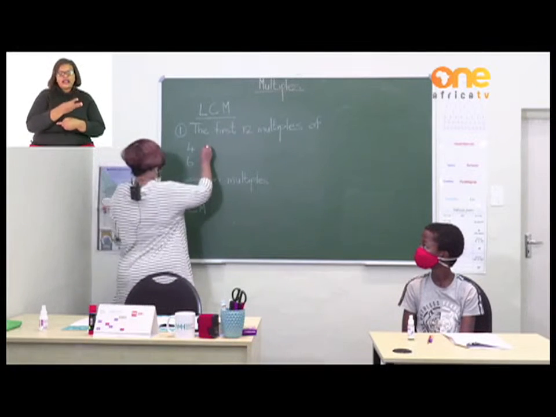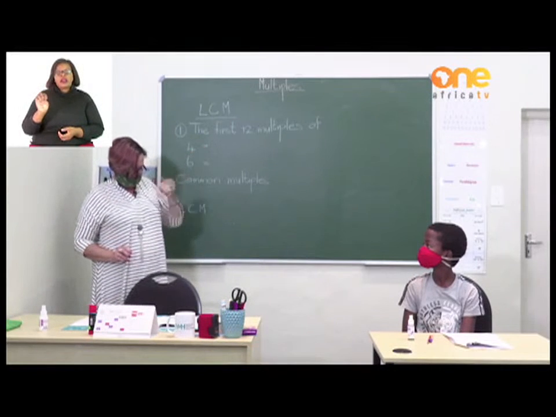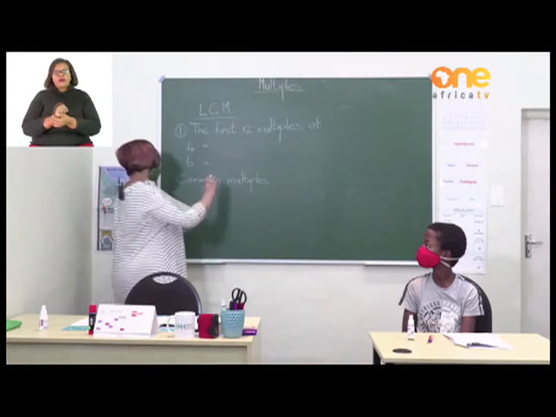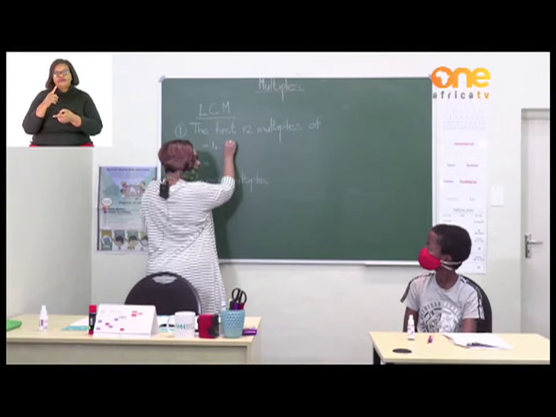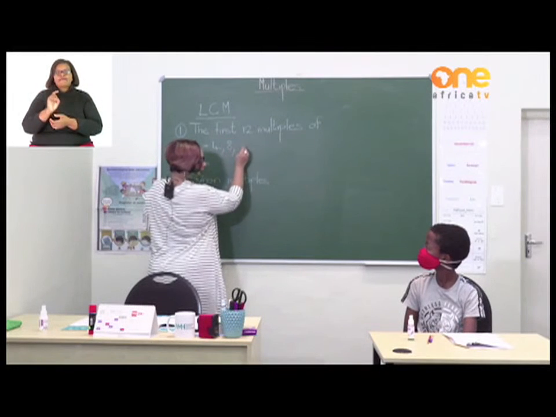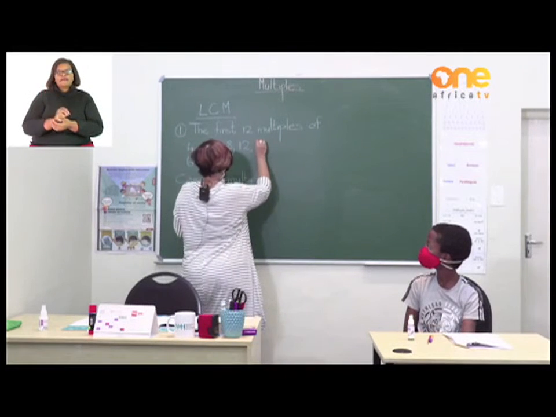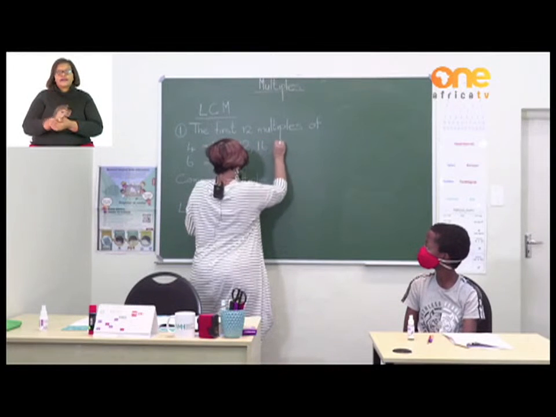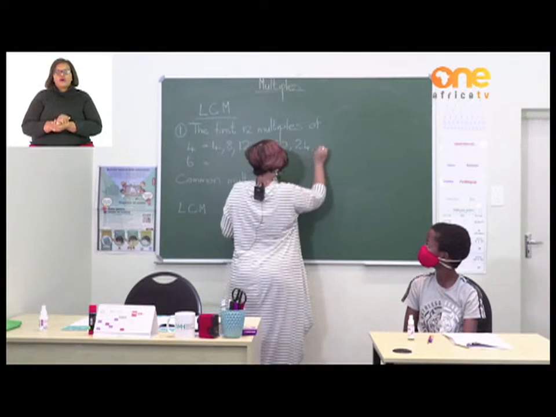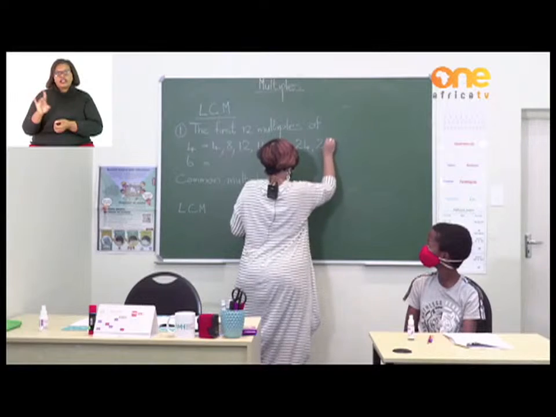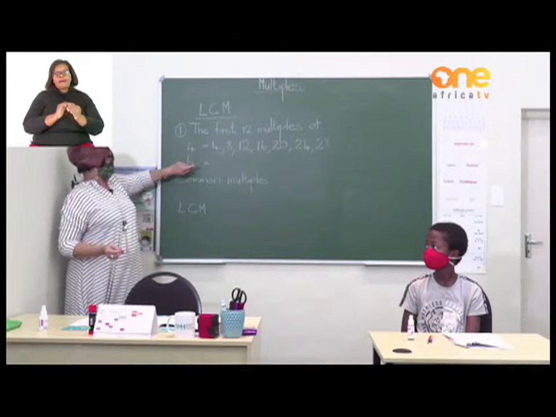Pomweni, let's find the multiples of 4 first. Can you help me out here? The multiples of 4, where do we start? He says 4, 8, 12, continue, 16, 20, 24, 28. I think we can stop there. You can continue with the rest of the first 12.